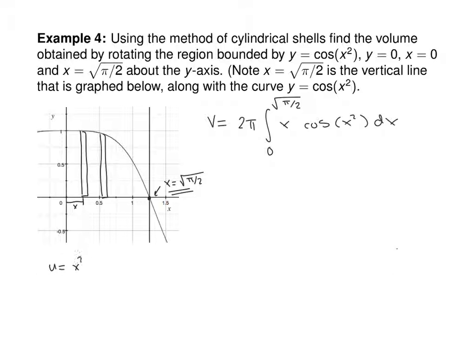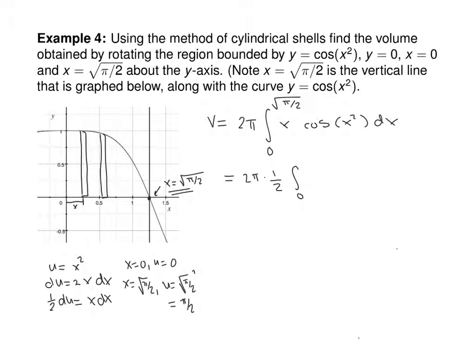I'm going to let u equal x squared, and du is 2x dx. So half du equals x dx. And if x is 0, well then u is 0. And if x is root pi over 2, u is root pi over 2 squared, or pi over 2. So this is 2 pi times a half, integral 0 to pi over 2, cosine of u. The half and 2 cancel, giving us pi.